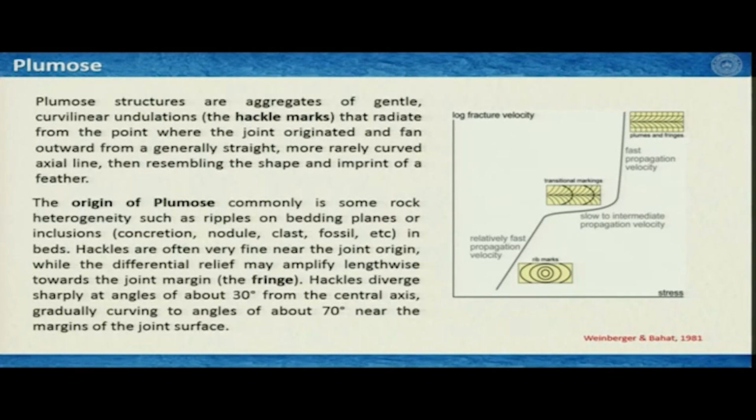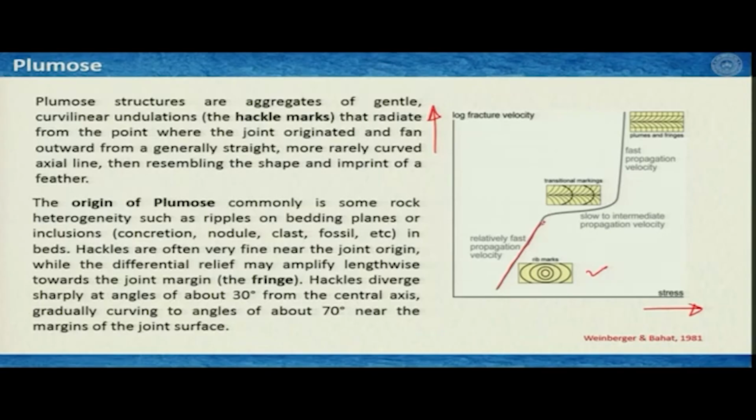Now these plumose marks and the rib marks are also important in correlating the stress versus the fracture velocity. So I have the stress axis on this side and fracture velocity in log scale on this side. At low stress, if the propagation velocity is relatively fast, then we see these radiating rib marks, but we hardly see any plumose marks, as it is represented here with this illustration.